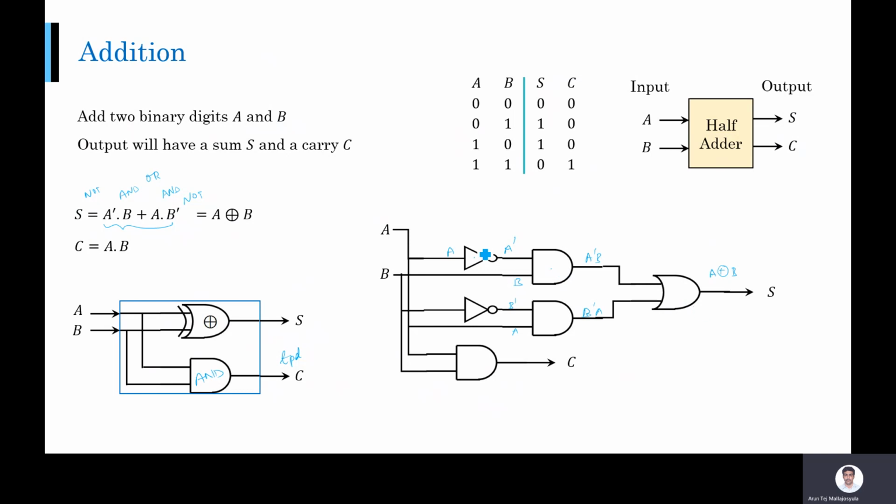1, 2, 3. 3 stages are there, right? And so obviously, if you are assuming all the delays are there, your total delay will be 3 times TPD. And for carry, it is only just 1 TPD. Okay, so this adder is called as half adder.